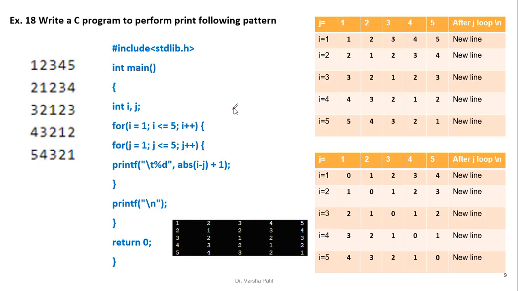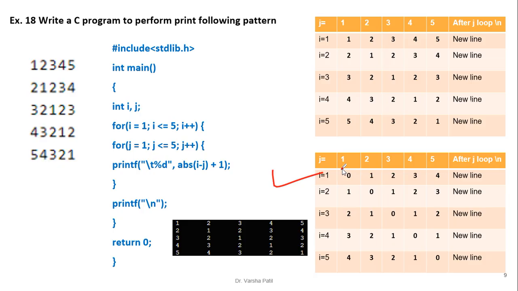Now write a program to perform the following pattern. Now see, 1 2 3 4 5 2 1 2. Now you can observe that there is no particular pattern, randomly values are there. So you require to find some way that this pattern can be possible. Now see, this is the thing.